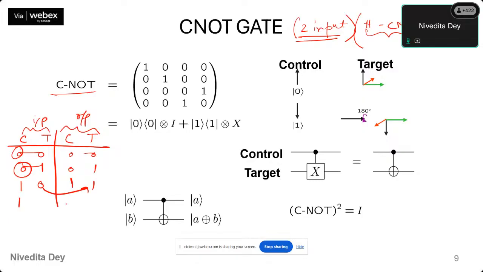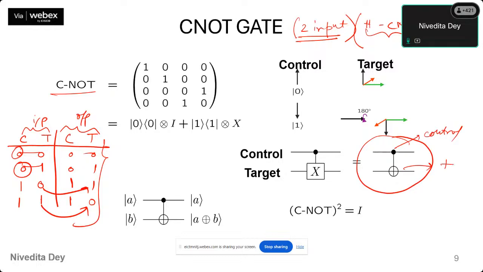Similarly, if my control is 1 and my target is 1, then control will remain 1, but the target will be flipped to 0. This is a CNOT gate. And in a quantum circuit, this is how it looks. So this represents the control and this represents the target.